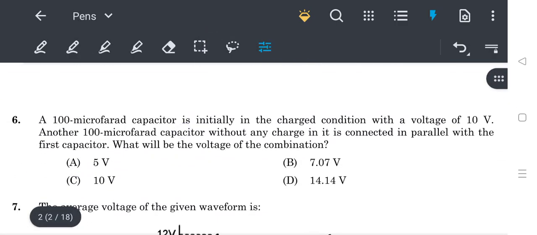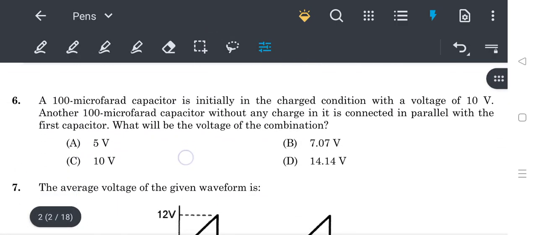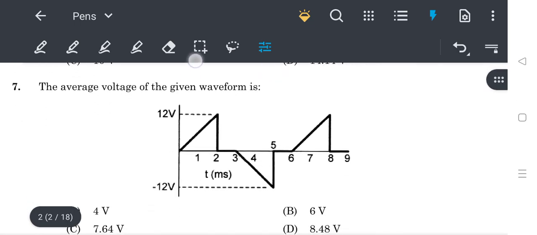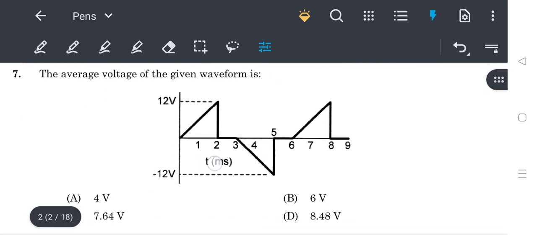Next one, a 100 microfarad capacitor is initially in the charge condition with the voltage of 10 volt. Another 100 microfarad capacitor without any charge in it is connected in parallel with the first capacitor. What will be the voltage of the combination? Answer 7.07 volt. Average voltage of the given waveform is.